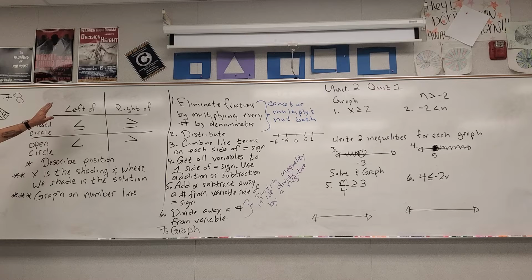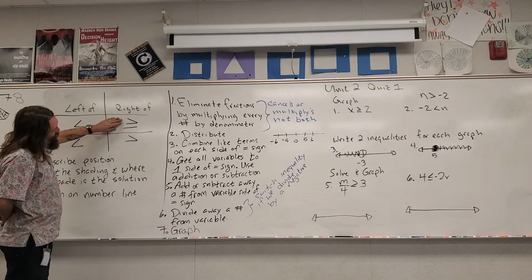This chart is the inequality symbols, and we use these to describe positions. If I have this symbol, which is less than or equal to, or this symbol, which is less than, we call that left of. That's how we're going to describe positions. These mean left of, greater than or equal to, or greater than.